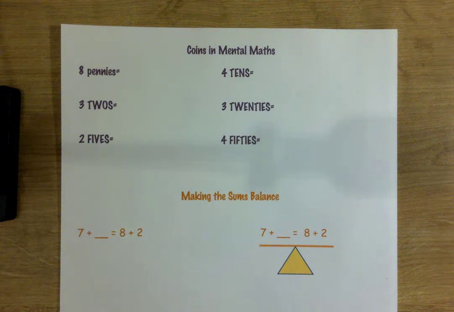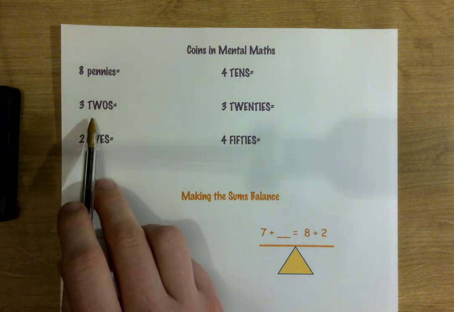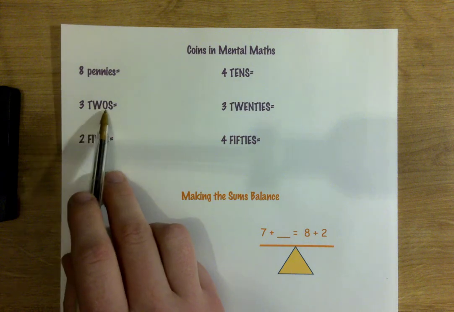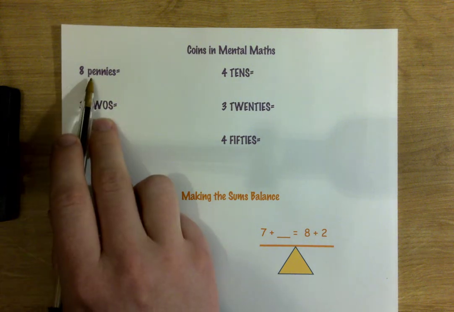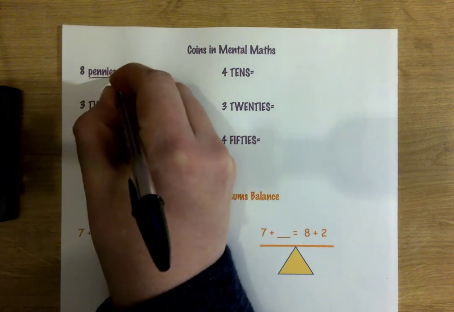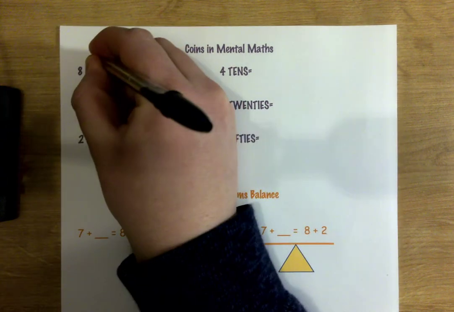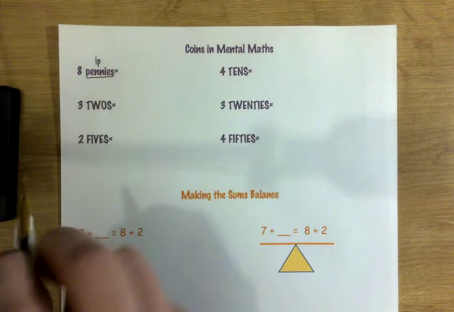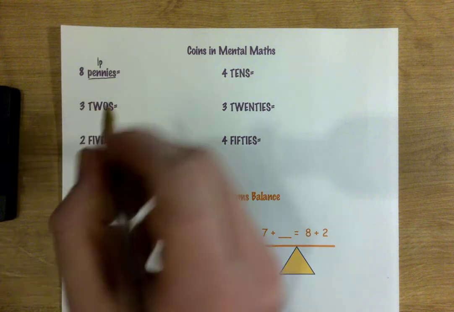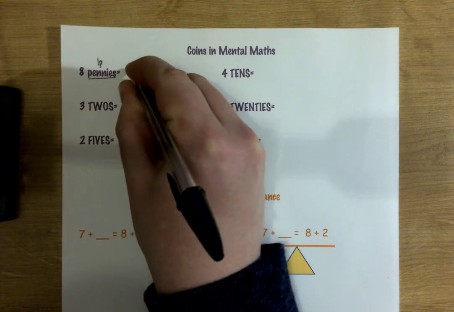Hi boys and girls, this is just a short video explaining some tricky concepts that we come across in Mental Maths. The first thing I'm going to explain is the use of coins in Mental Maths. Now, a lot of the coins we come across in Mental Maths are written in capital letters, except for the word pennies. The word penny means 1p. So if we have 8 pennies, that means 8p.